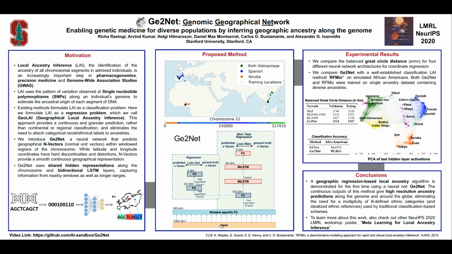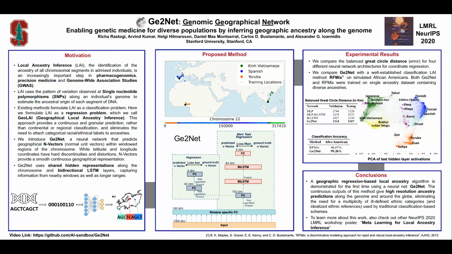Proposed method. Our proposed approach takes an encoded genomic sequence, say a sequence of 300,000 long 0 and 1 vector, and is passed through a window-specific fully connected layer. This is because the input data is not translation invariant, and the same pattern of 0 and 1 at a different location could map to a different ancestry. After that point, all the layers have shared parameters.